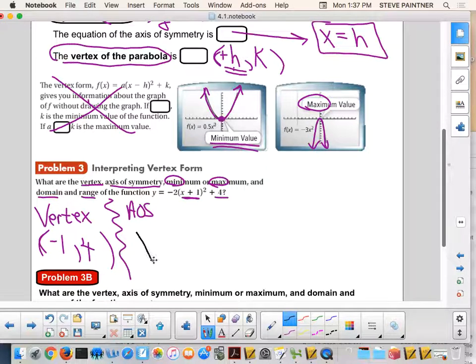Axis of symmetry, AOS. X equals negative 1. It's always going to be where it crosses the x-axis, but where it crosses the x-axis is going to be your x value on your vertex every time.